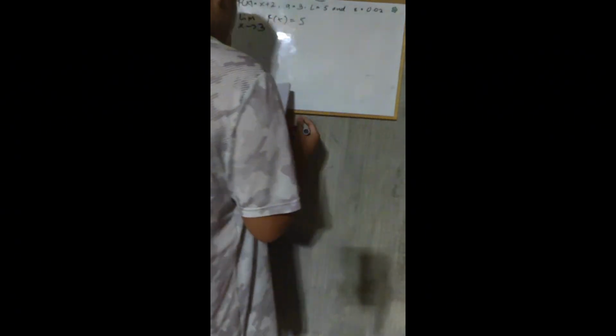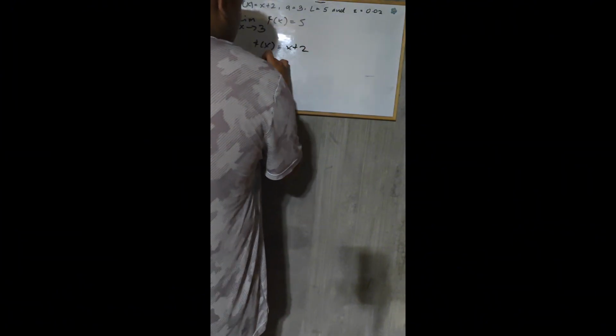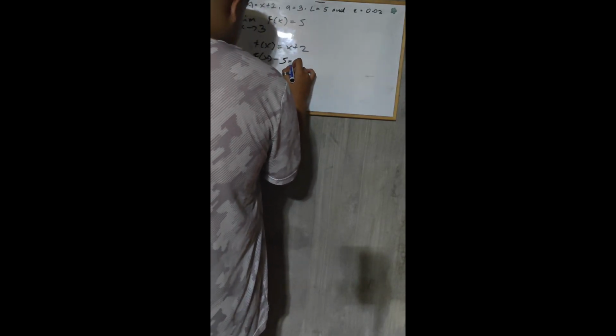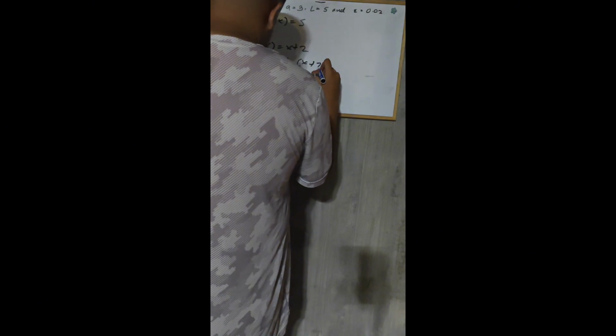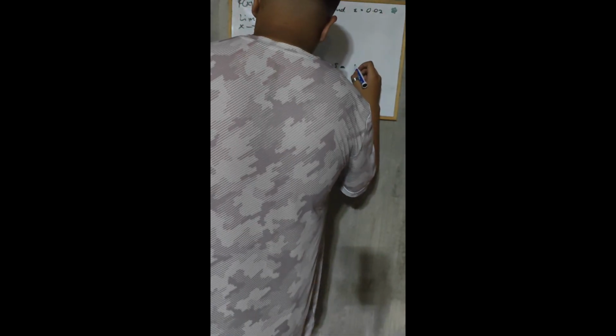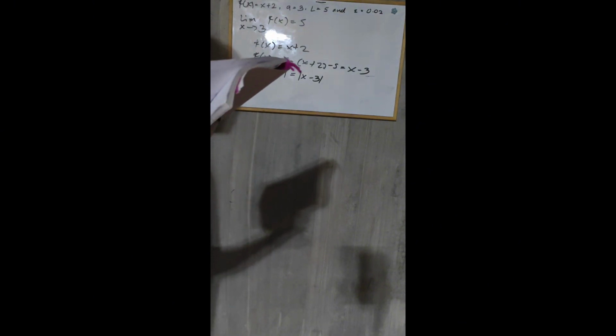I'll be looking at my notes, since I did it in my notes, so pardon me. If f of x is equal to x plus 2, then f of x minus 5 is going to equal x plus 2 minus 5, and that's pretty much going to mean x minus 3. So f of x minus 5 will equal x minus 3, and that's basically the same thing.